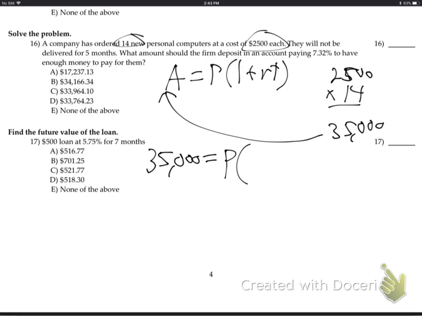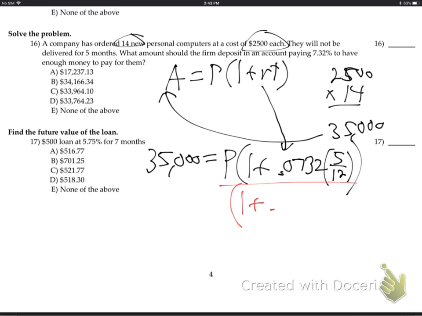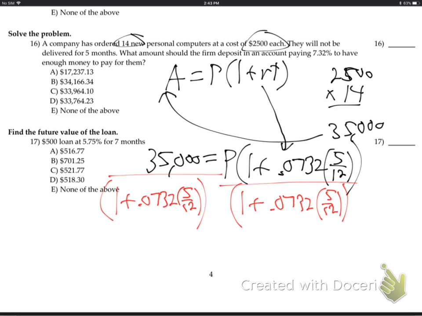The principal is what they're going to put in the bank now. The interest rate is 0.0732, that's the r. The t is 5/12 of a year, 5 months. Everybody see that? And then you got to solve for P. They want to know what principal do we put in the bank today that'll become that 35,000 in 5 months. So you just divide by the whole 1 plus 0.0732 times 5/12. Hit the buttons on your calculator.